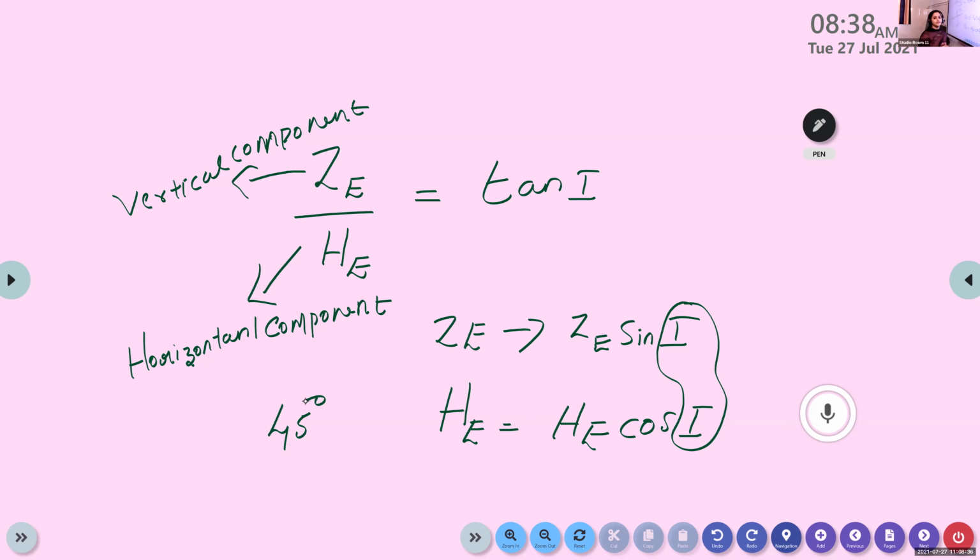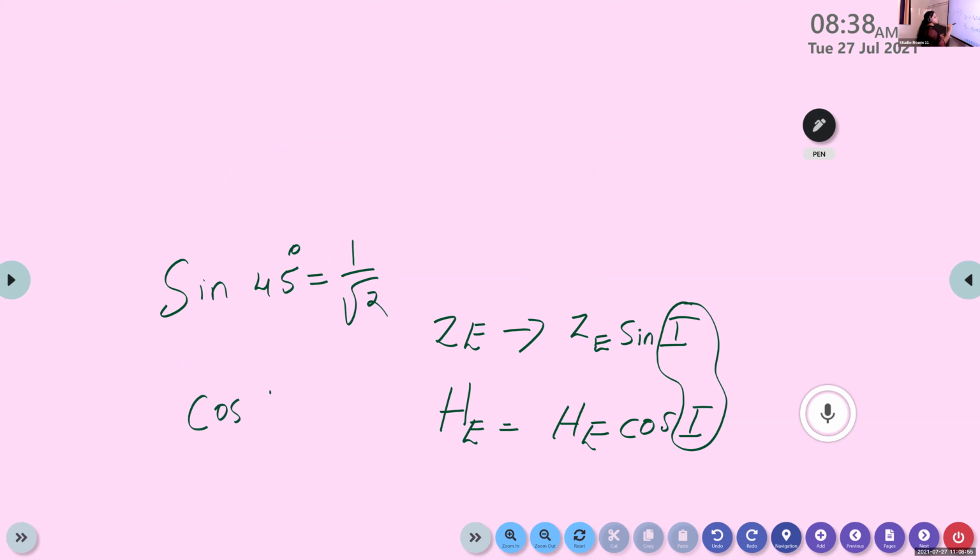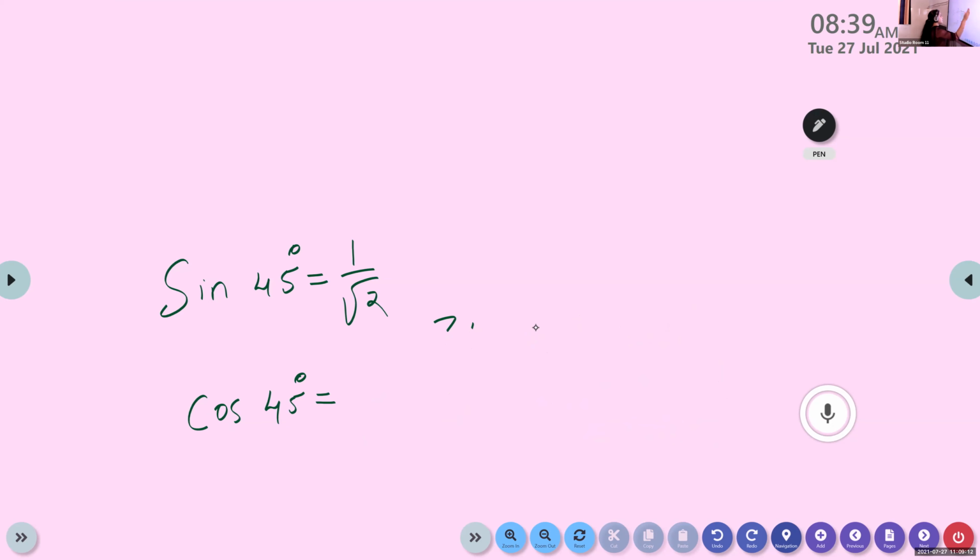So what is sine 45? Sine 45 in trigonometry, you may have studied, is equal to 1 by root 2. What is cos 45 degree? Cos 45 is also 1 by root 2. So at 45 degree, the horizontal component and vertical component of the magnetic field are equal. So you can expect this question from this part, earth magnetism.